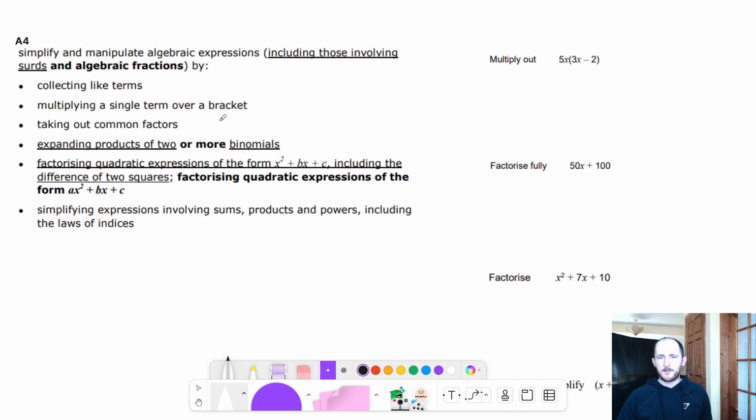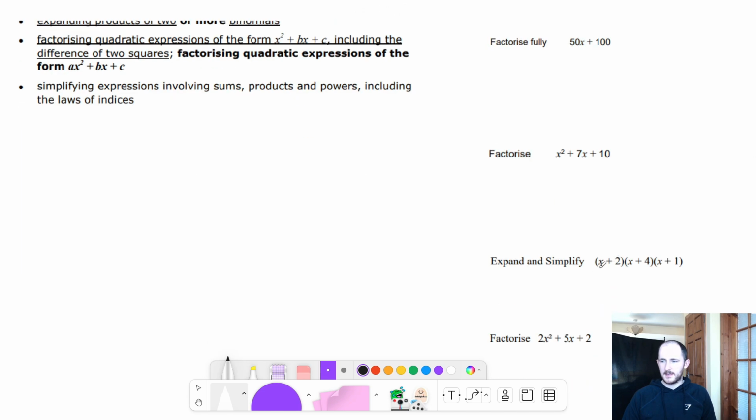Okay, simplifying and manipulating algebraic expressions, including those involving surds, and algebraic fractions for higher tier. So collect like terms, multiplying over a single bracket, expanding the products of two or more if you're higher tier. Binomials. Binomial just basically means when you have two brackets like this, right?